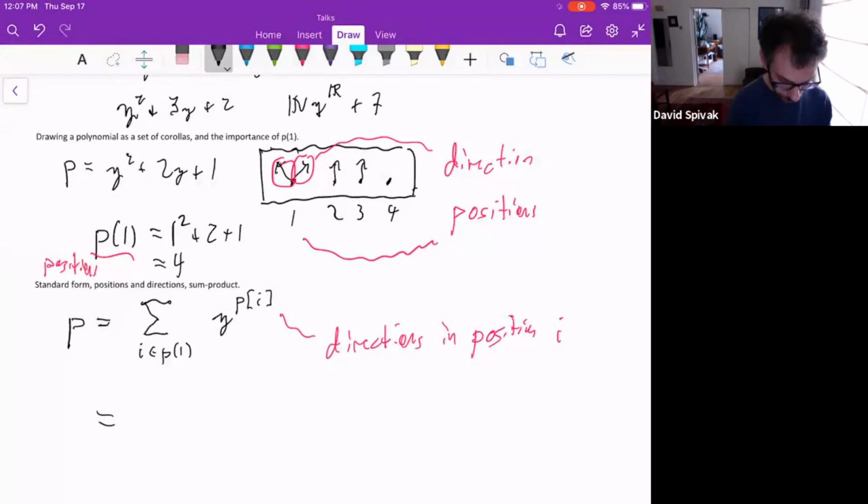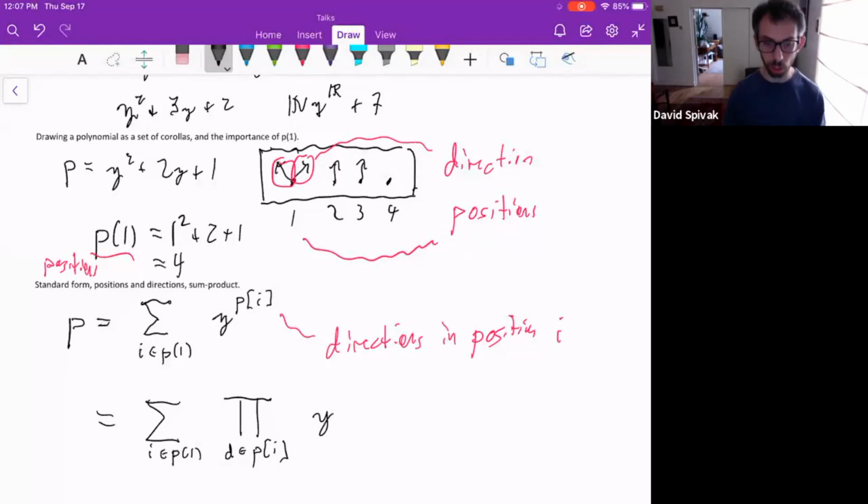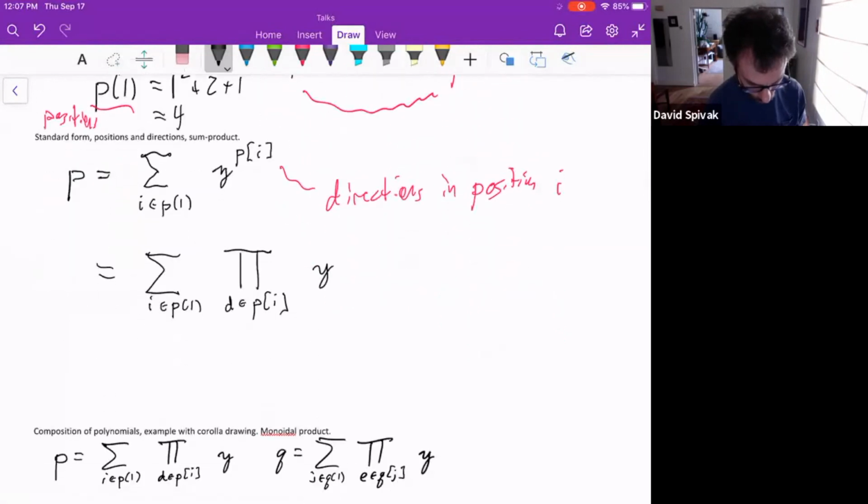There's another standard form. It's basically the same. This sum symbol is a coproduct in the category of polynomials, so it's fair. This product symbol I'm drawing now is a product in the category of polynomials. So it says that the polynomial is the sum over all its positions of the product over all its directions of the identity y. So this is what I call standard form.